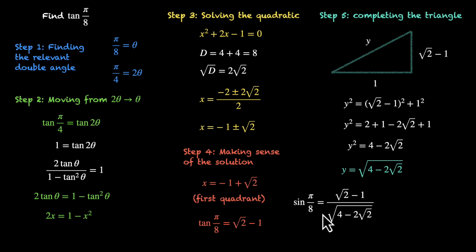This means we can figure out the sine as perpendicular by hypotenuse. That's root 2 minus 1 by root of 4 minus 2 root 2. And we can also figure out the cos. That's 1 by y, that's 1 upon square root of 4 minus 2 root 2. So this is how we can move from the ratios of pi by 4 to the ratios of pi by 8.